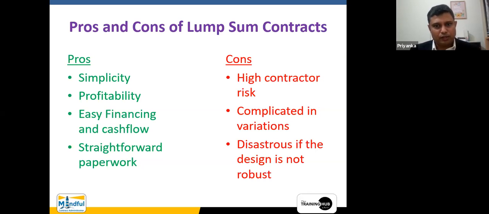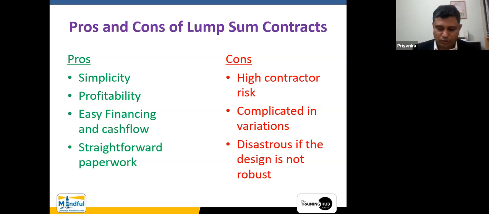Now, the importance of understanding pros and cons is that you foresee if there is any sort of a risk by adopting a lump sum contract, so that you can avoid it in advance, right? Now, I will tell you a little bit of examples when I'm going through these particular elements. So, when you are talking about a lump sum contract, it is simple. There it is, for the simplicity.